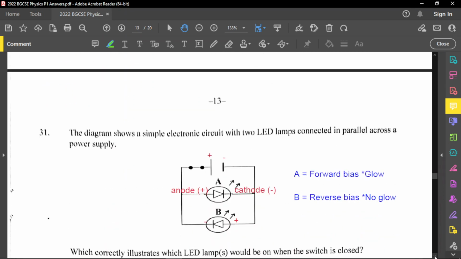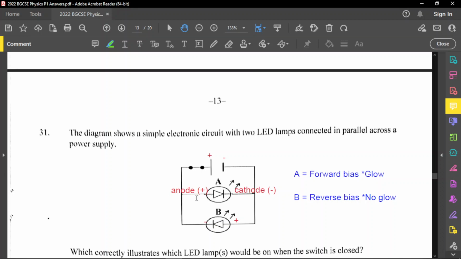For question number 31, the diagram shows a simple electronic circuit with two LED lamps connected in parallel across a power supply. An LED is a light emitting diode, just to make a note there. Based on the diode, you need to know which side is positive and which is negative, in terms of anode and cathode. Anode is positive, cathode is negative. This side of the diode is the positive terminal, the anode. This side, where you see the cross line, is the cathode, the negative side.